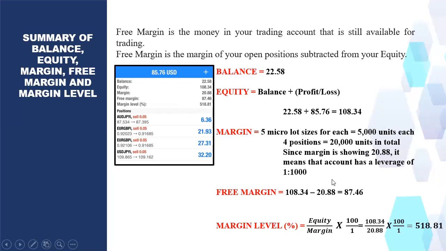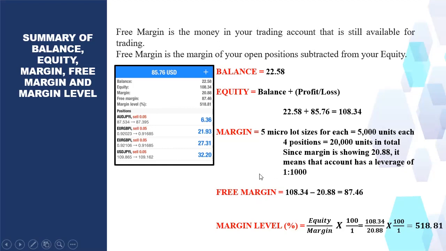Do you understand? So then for the free margin, I have already told you that the free margin is your equity minus your margin, and that is 87.46. This is what we got here. And then also your margin level is calculated with this formula, equity over margin times 100/1. That will give you 518.88, which is what you see in this place.